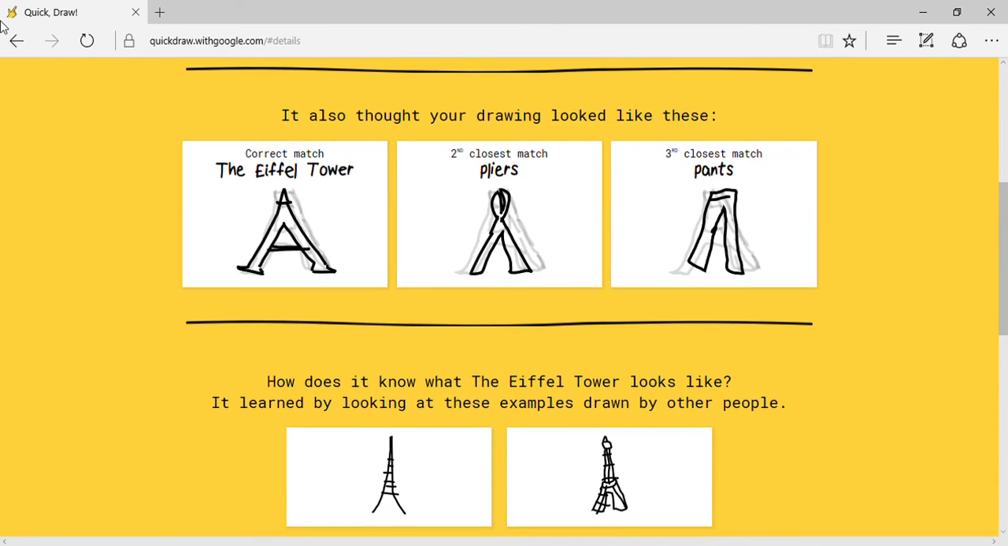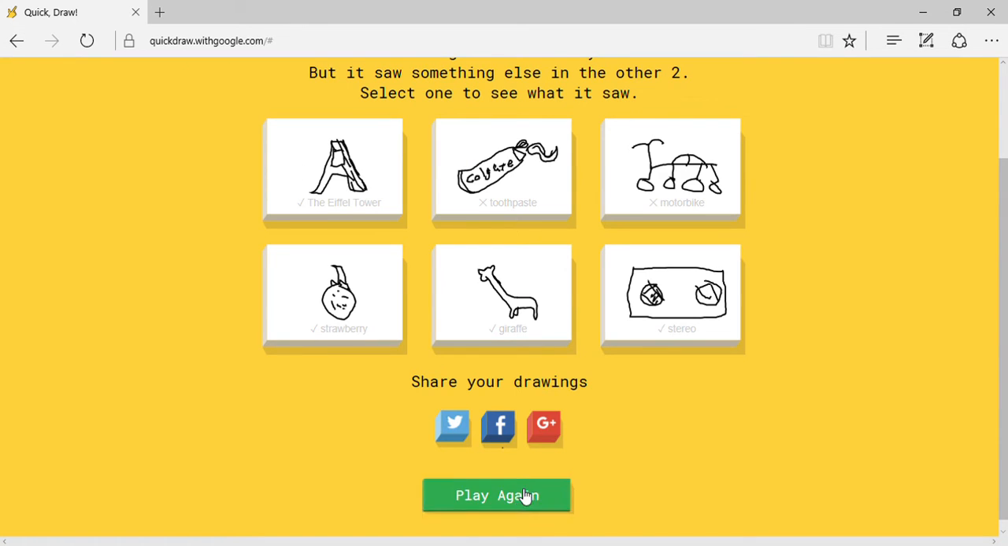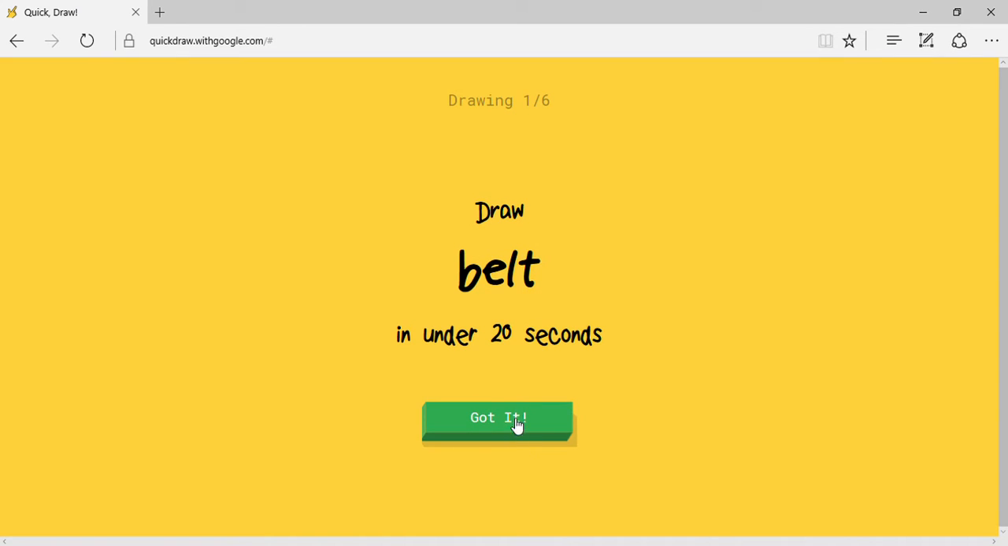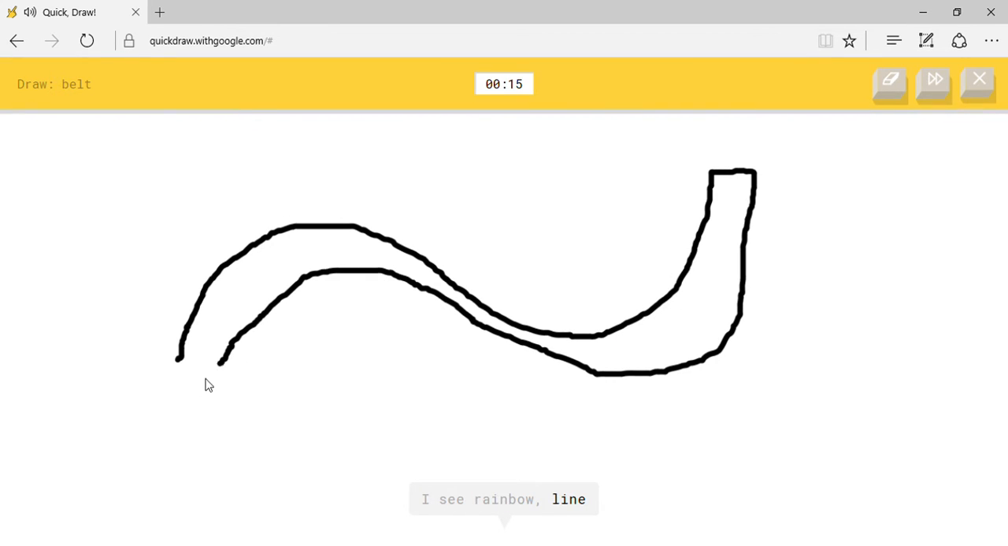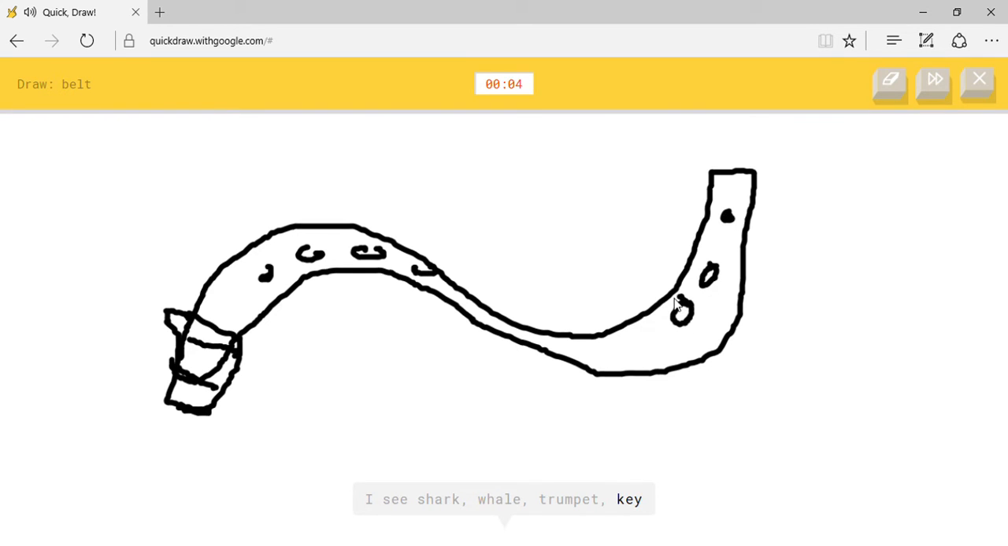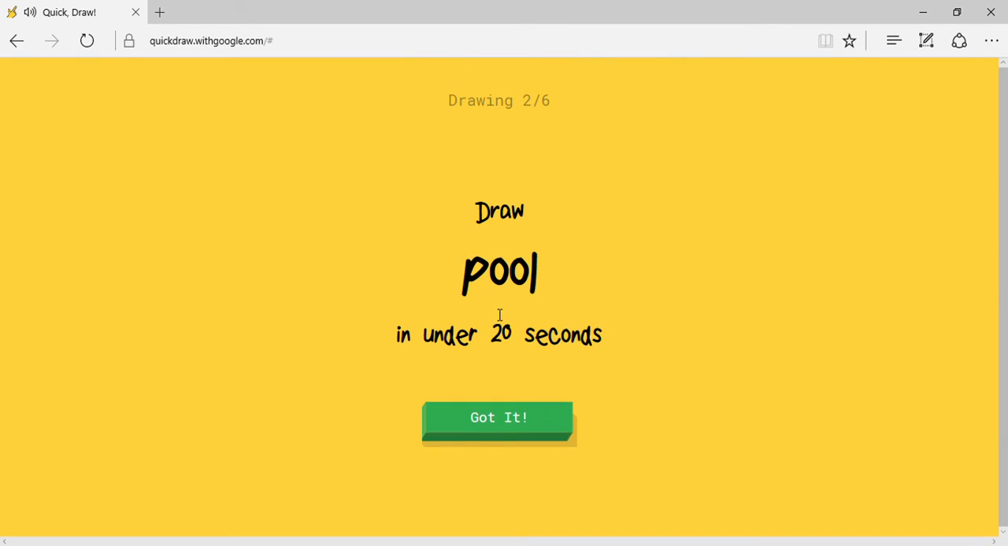Okay, so weird. Let's play again. A belt. Okay. I see rainbow, or line, or banana, or trombone, or snake. I see shark, or whale, or trumpet, or key, or aircraft carrier. I see raccoon. That's a freaking scorpion. Person. Sorry, a pool, I couldn't guess it.